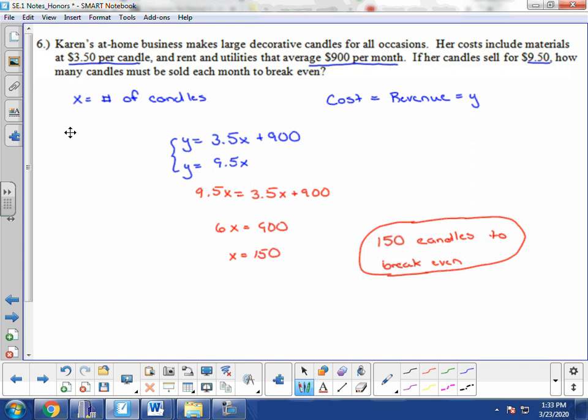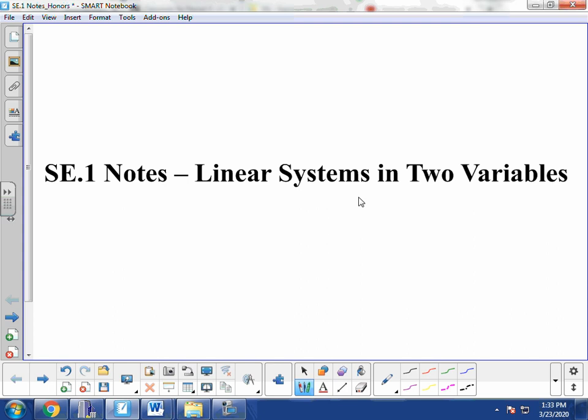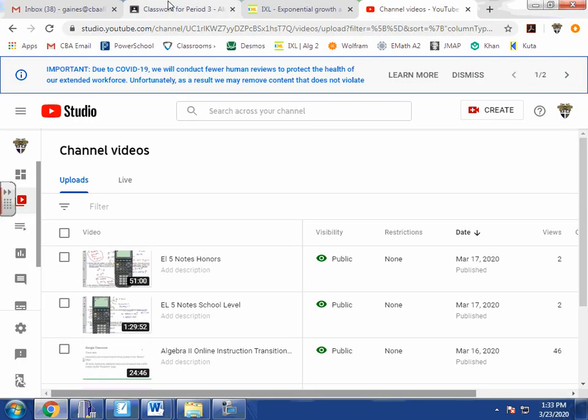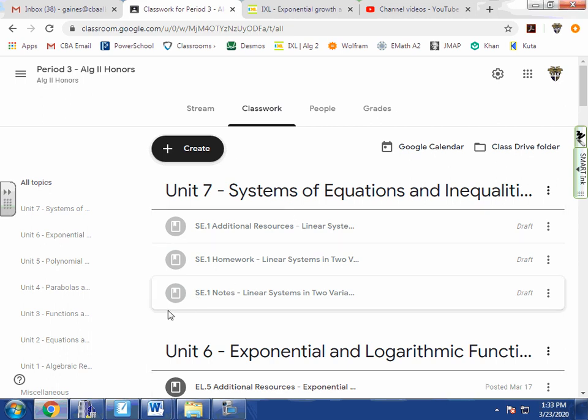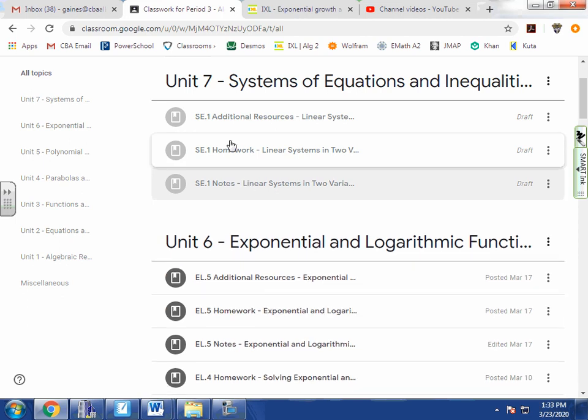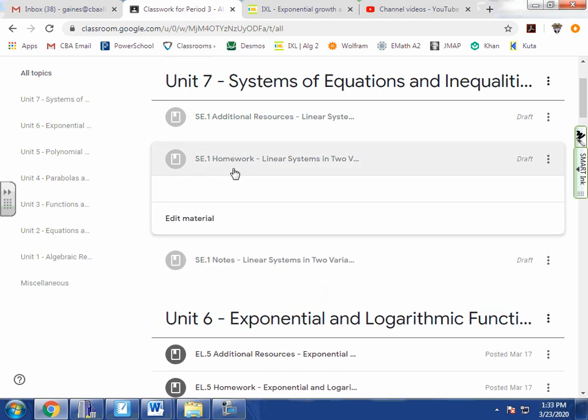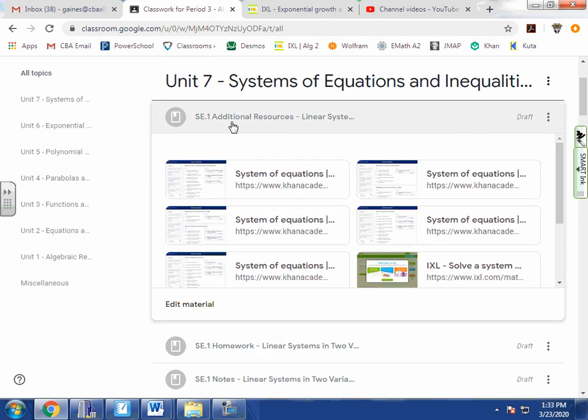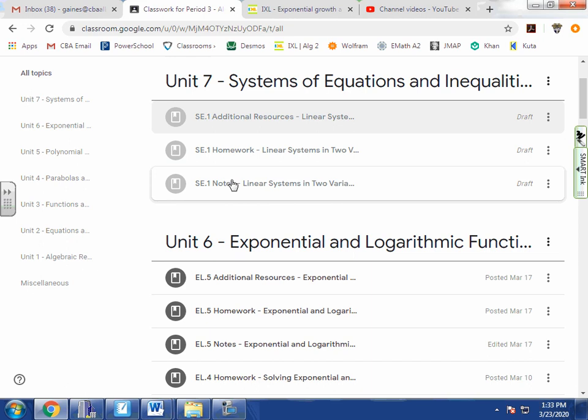So at this point, that is the entire content for SE1 notes, which is solving linear systems in two variables. You will have a homework assignment posted to Google Classroom. Let me jump over here to Google Classroom. This is grayed out right now, but eventually it'll become live under SE1. You'll have the notes packet, you'll have this video. On SE2, you will have SE1 homework here. You'll have your homework assignment, and then your additional resources. So after you've taken notes and finished this video, you should work on your SE1 homework, and then we will get together again soon for a Zoom session before taking an assessment over this content.